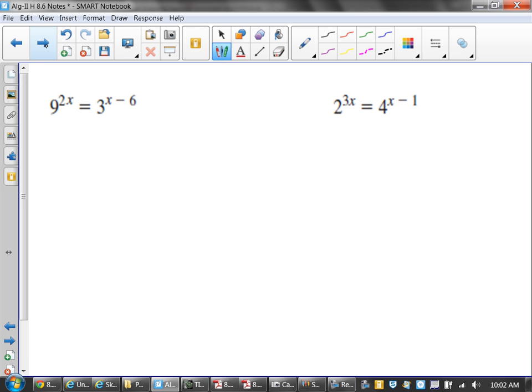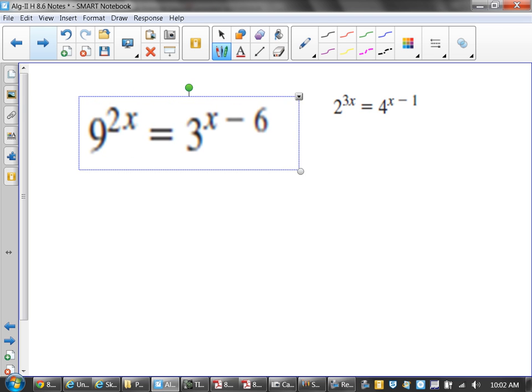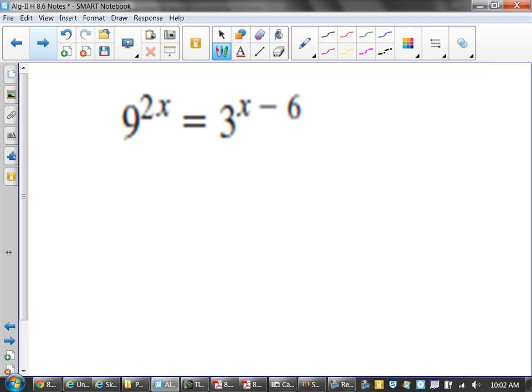Let's go a little fancier. Let's try this one. Again, what I want to be able to do here is rewrite both those bases. Guys, I want to get these to have that common base. I want to have that same value on both sides so that way I can log either side and get the exponents to fall.